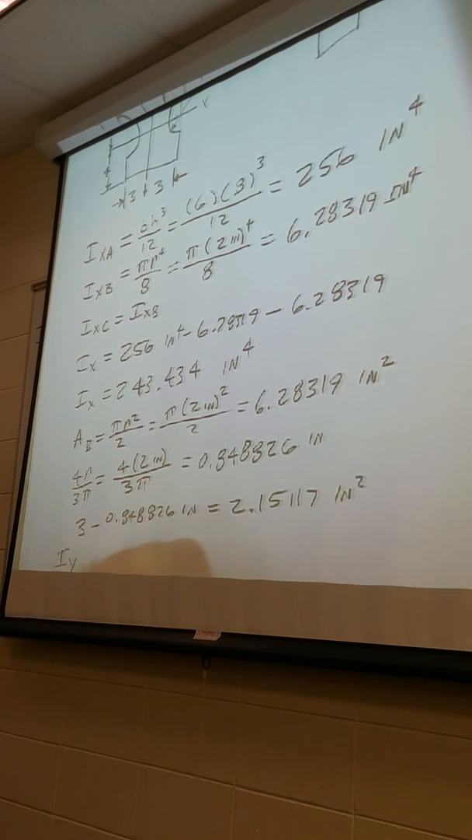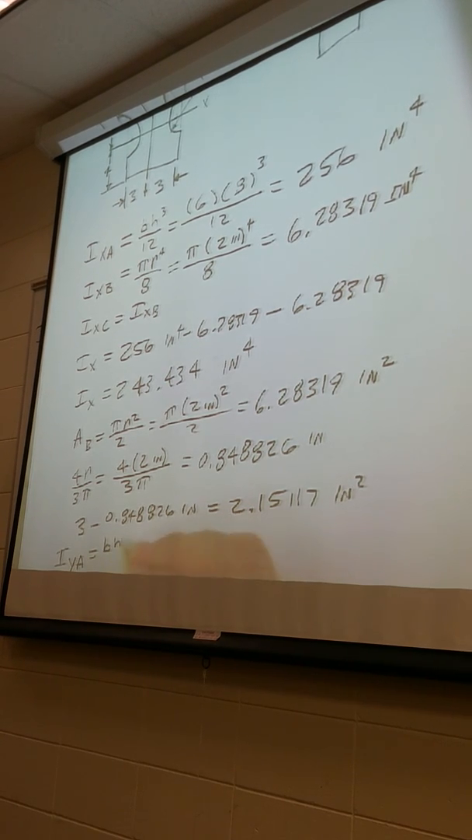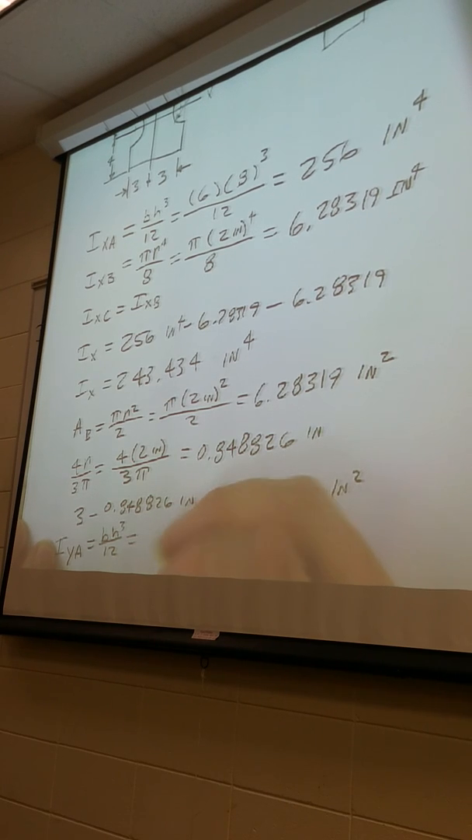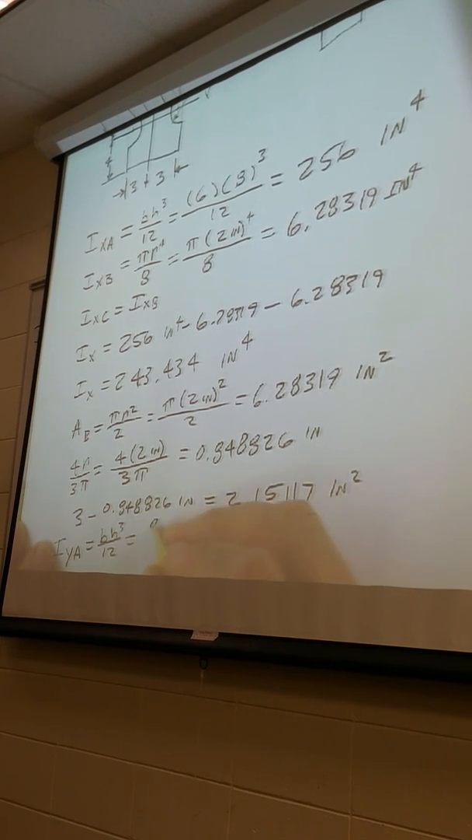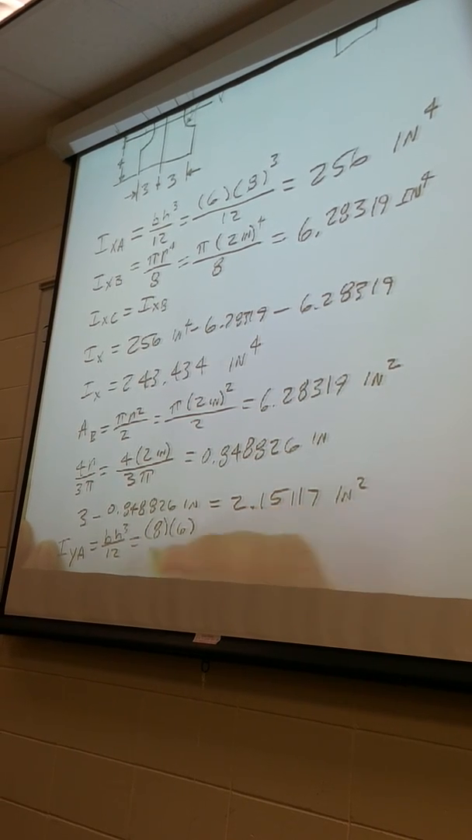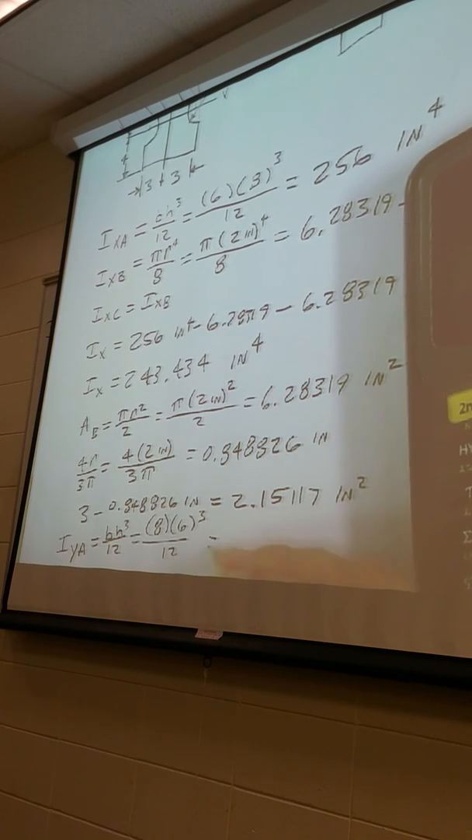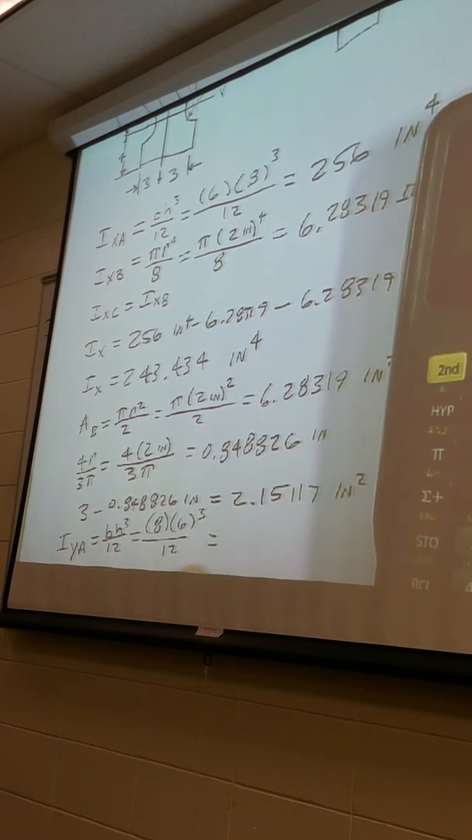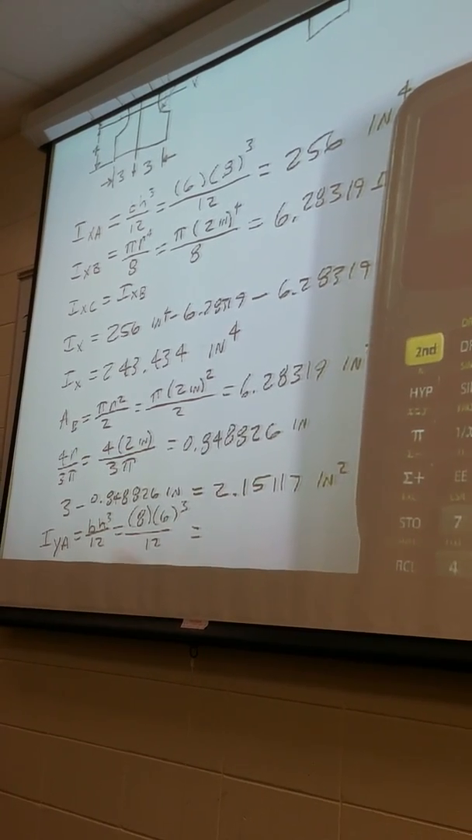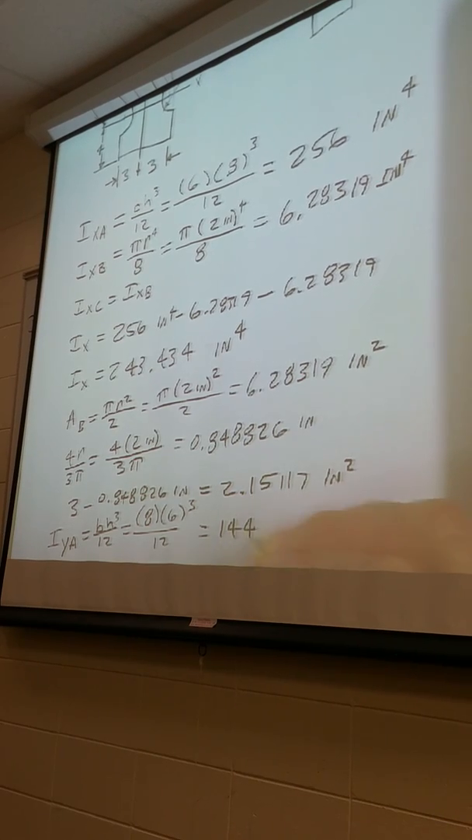IY for shape A. Base times height cubed divided by 12. In this case, the base will be 8. The height will be 6. So let's see what we get there. 6 cubed is 216 times 8 is 1728 divided by 12, 144.